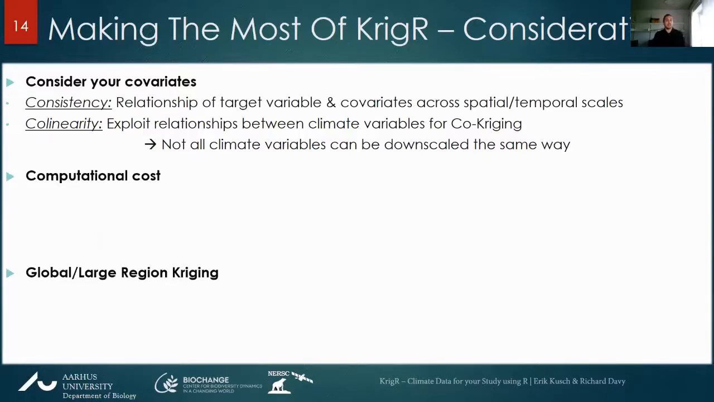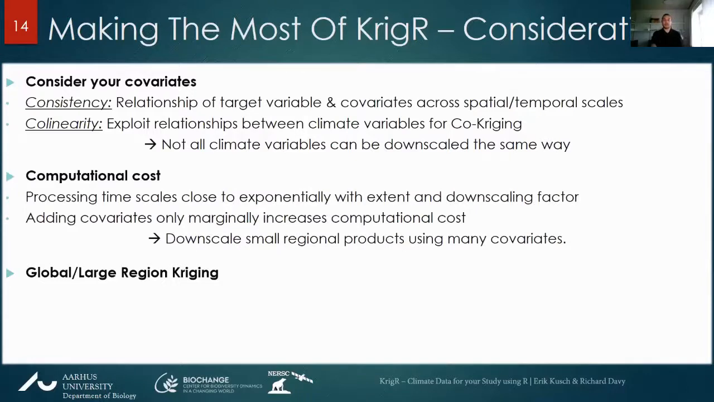In addition to this, if we have collinearity in our different variables, we can exploit these relationships by co-KrigR, something that Richard mentioned earlier. If we have already KrigR'd surface air temperature, for example, which is very easy to KrigR, we could then use this as a covariate itself to KrigR something that is much more difficult to KrigR using just elevation, for example, like humidity. Meaning, as a take-home message from this, not all climate variables can or should be downscaled in the same way.